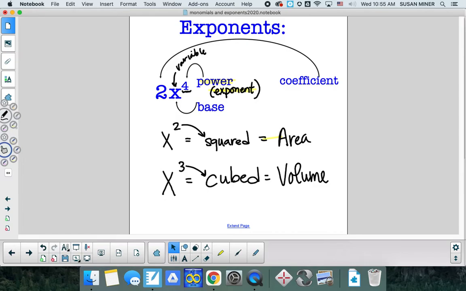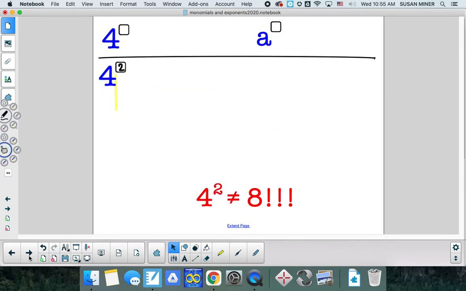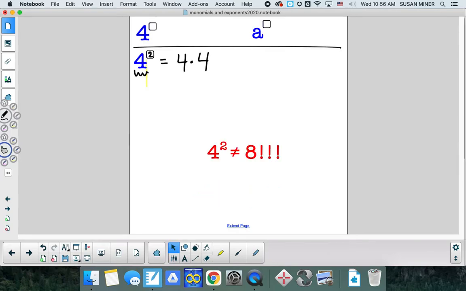Okay, so there's some more really good vocabulary words that we need to know. So now let's go back. Let's talk specifically about what an exponent does. If I have 4 squared, 4 to the power of 2, what that's telling me is to take the base and multiply it however many times the exponent says to. So the exponent tells me how many times I'm multiplying the base. And you can write that down.